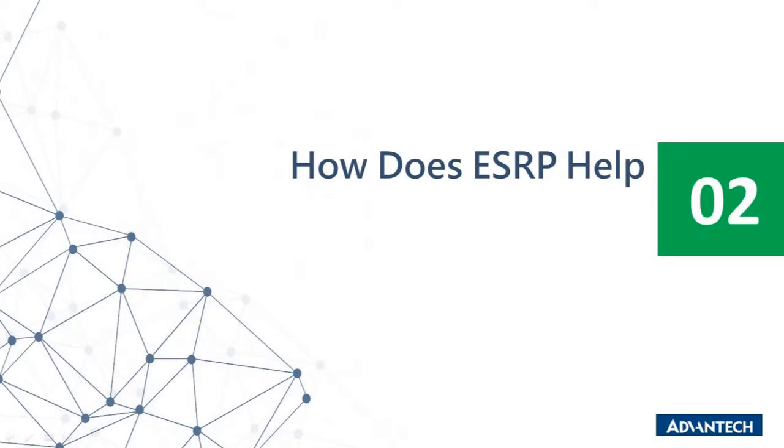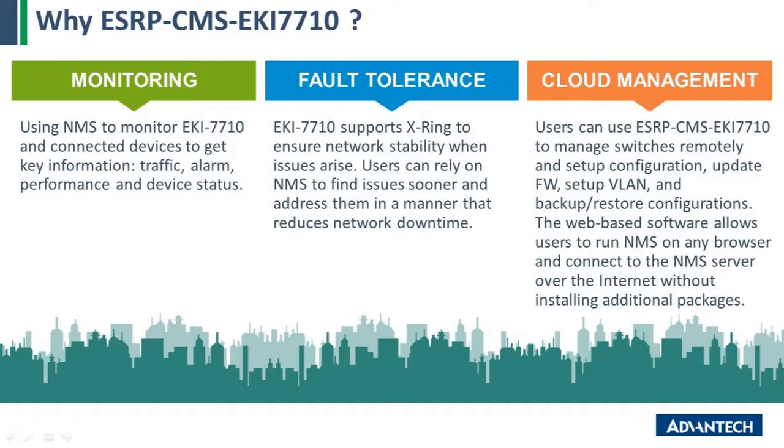In the second section, I'm going to introduce how ESRP helps our users. With ESRP CMS AK7710, users can use it as a starter kit to create their network and manage it. But how does it really help users on the network? There are three main features of this ESRP.